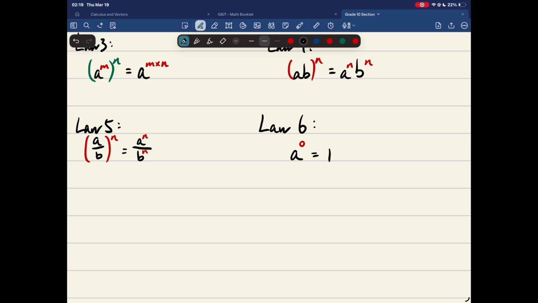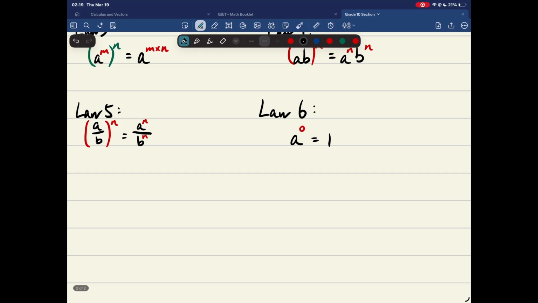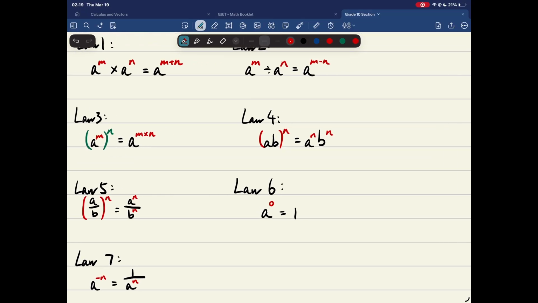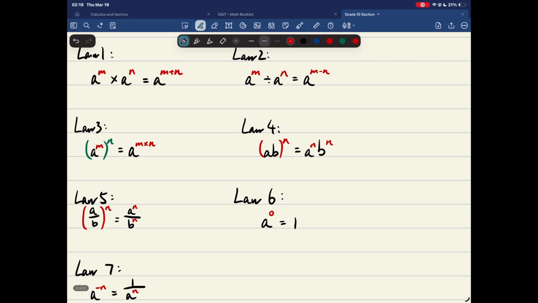And okay, there's actually one last law that I forgot. So there's a law 7. Law 7 states that if you have a to the negative n power, it actually equals 1 over a to the power n. Okay, and these are all the laws. So there's law 1, law 2, law 3, law 4, until 7.